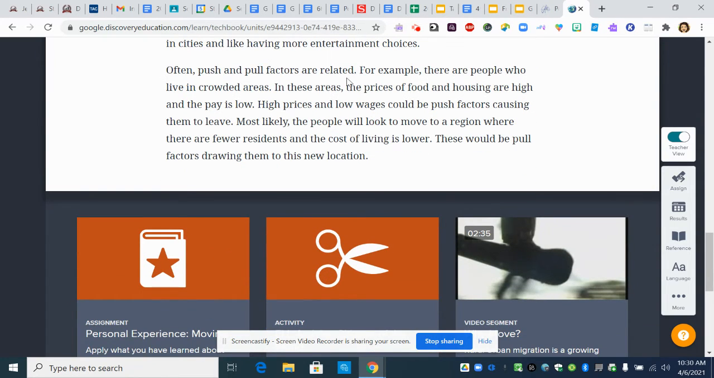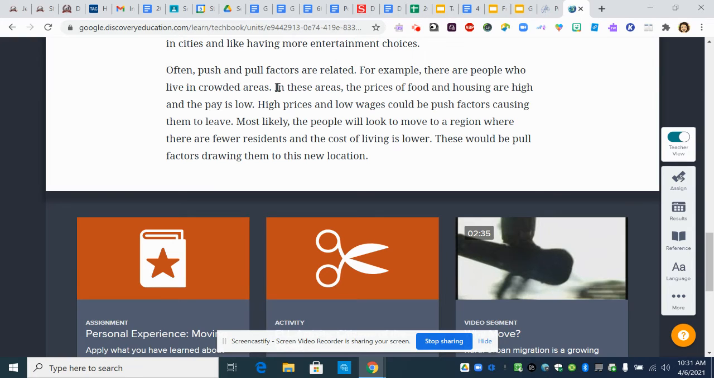Often, push and pull factors are related. For example, there are people who live in crowded areas. In these areas, the prices of food and housing are high and the pay is low. High prices and low wages could be push factors causing them to leave. Most likely, the people will look to move to a region where there are fewer residents and the cost of living is lower. These would be pull factors drawing them to this new location.